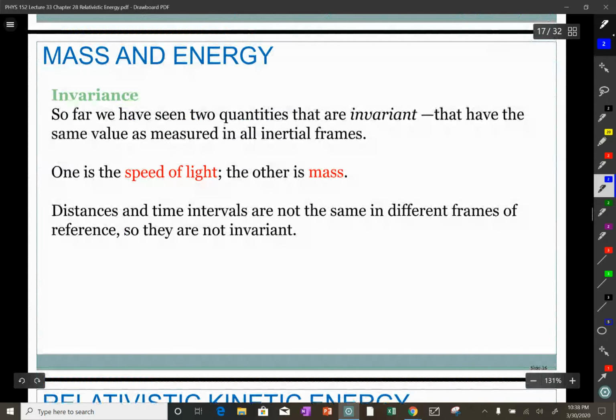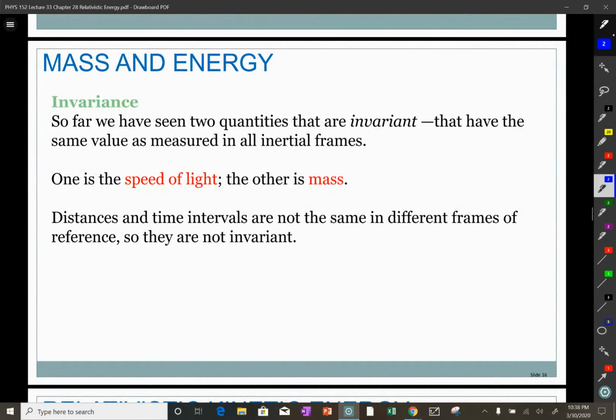Now I'm going to come back to that problem, but I have a few slides in between. There are some things that we say are invariant. That is, they don't change when you go from one reference frame to another. One of those things is the speed of light.